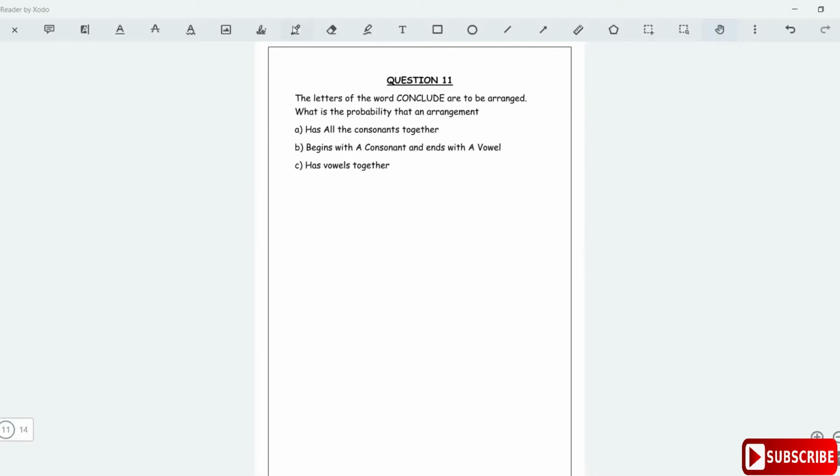Now, first thing we have to do is look if any letter is being repeated. Yes, this letter is being repeated, and so we know that this is permutation with restriction. So we're going to do it on the whiteboard.